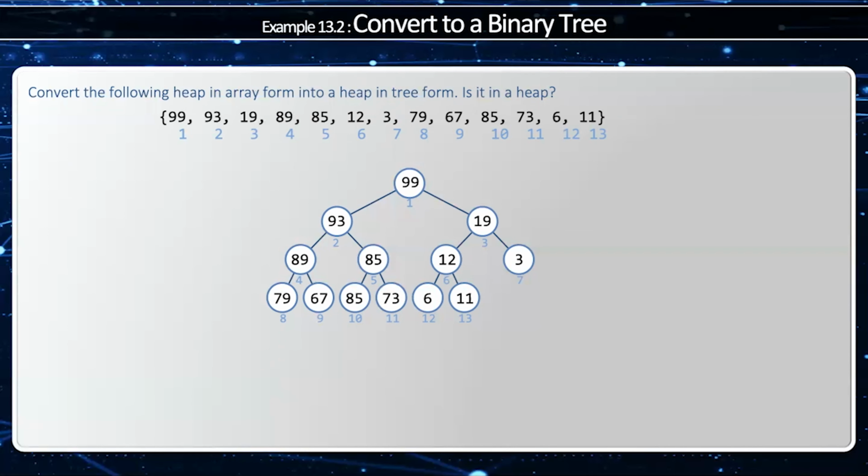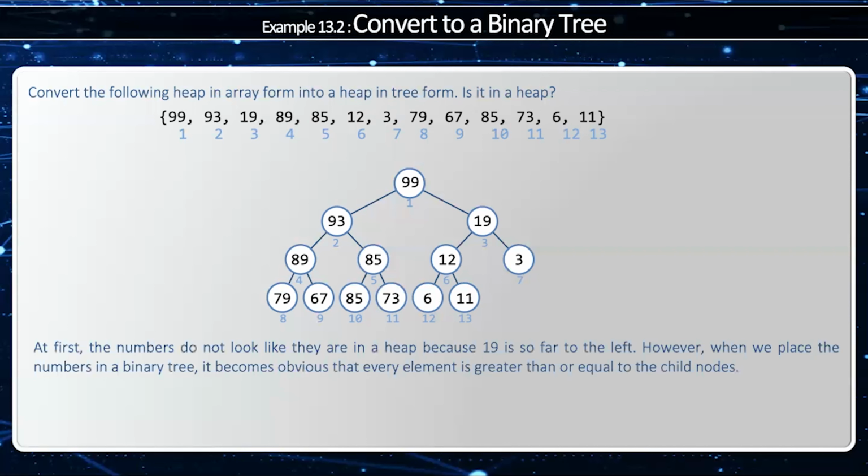However, we only care about the relationship with our child nodes and not with nodes in other parts of the tree. Now, when we take a look at each node and look at its child nodes, we're going to realize this does in fact honor the heap constraint. So this is a heap.